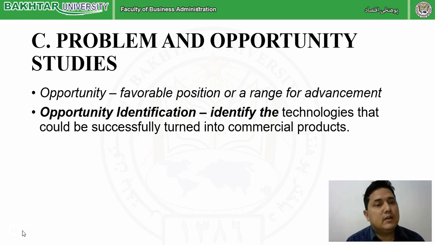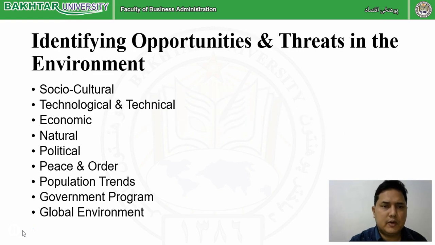The third tool can be the problem and opportunity study, meaning what the problems in the market are and what the opportunities there can be. Let me give you three or four problems. Suppose there is a problem of health or health facilities. This is a problem. So what is the opportunity? Being an organization, you may start a project of a hospital building or a nursing home. So that can be the opportunity. Problem and opportunity studies are like this.